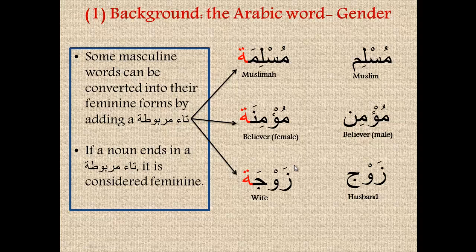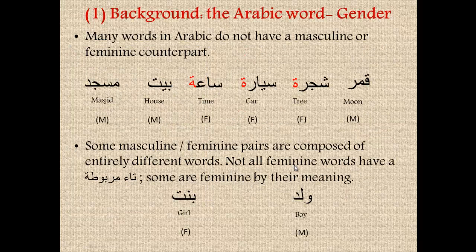Now this isn't always the case. Many words in Arabic do not have a masculine or feminine counterpart. Take, for example, the word qamar, which means moon. This is masculine. You might think that the opposite is sun, so if we add tamar buta to get qamarah, that should mean sun, which is feminine. That's not the case. The word for sun is ashams, which is an entirely different word.